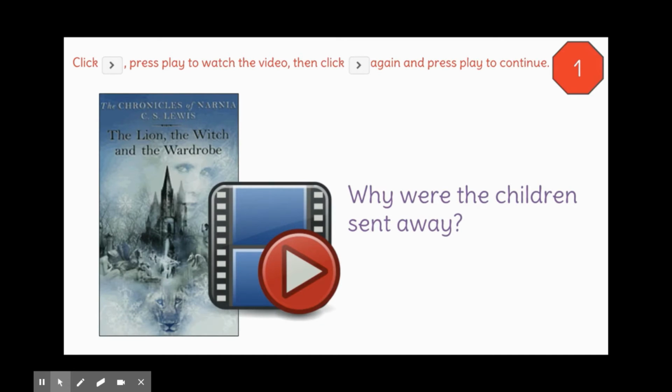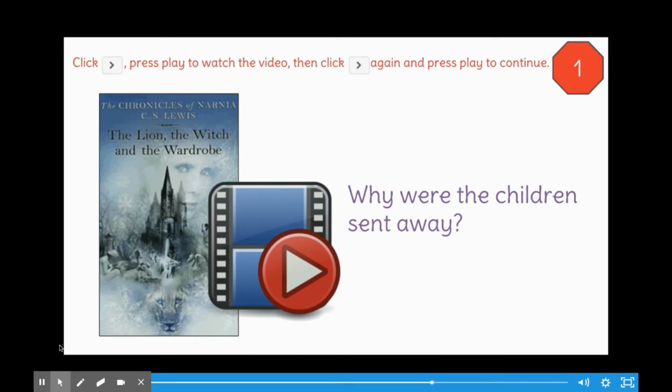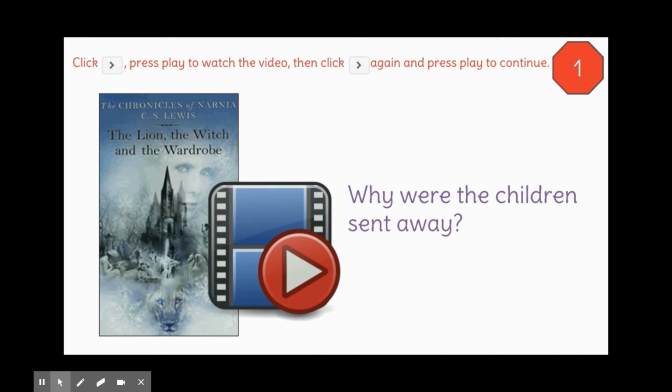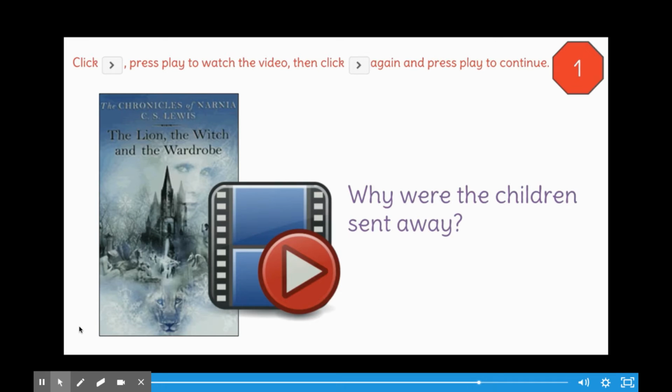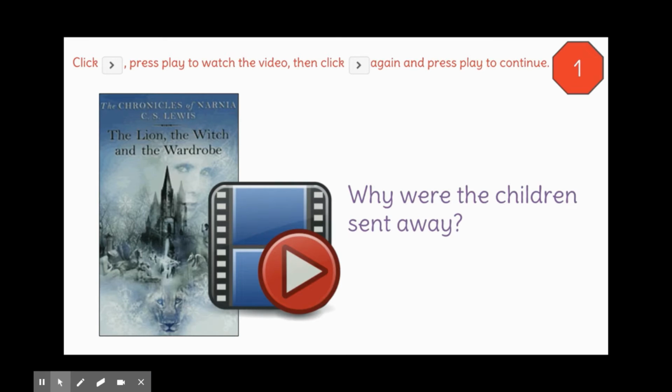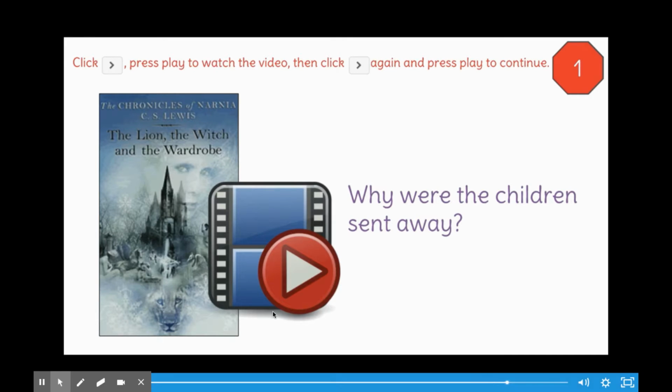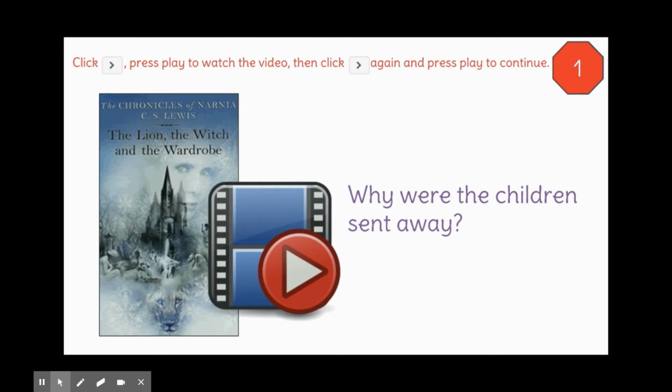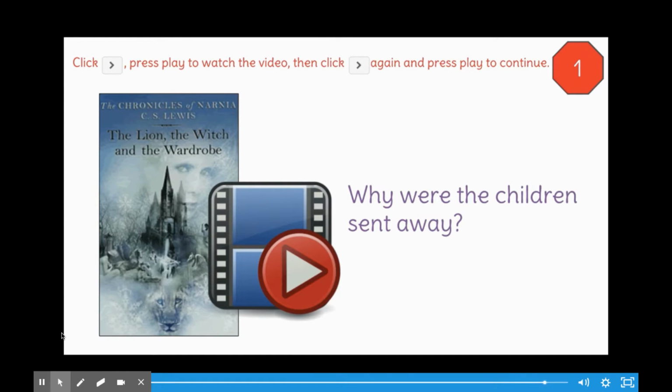Let's start by watching the beginning of a video of the story told in The Lion, the Witch, and the Wardrobe. The video will contain some clues to help answer the question, why were the children sent away? So as you watch the video, be listening for those clues. When this video ends, please click the right arrow. Press play to watch the video. Then click the right arrow again and press play to continue.